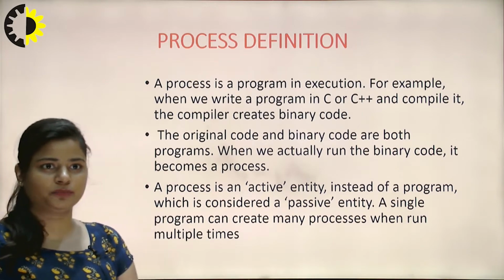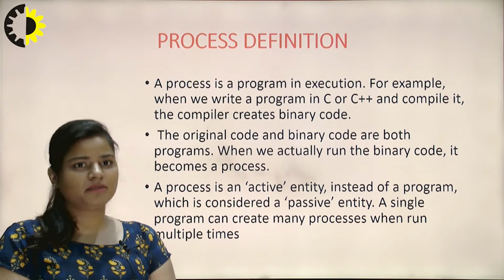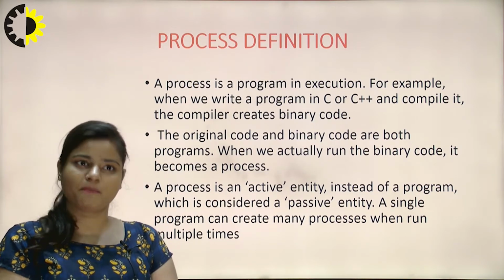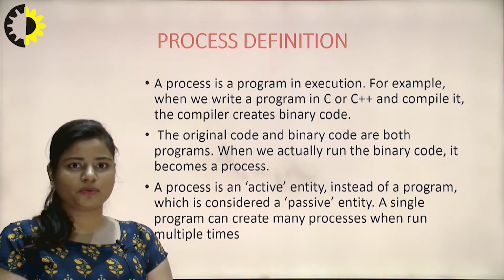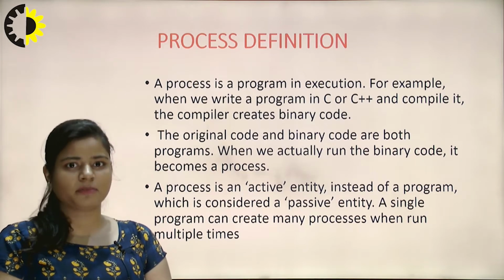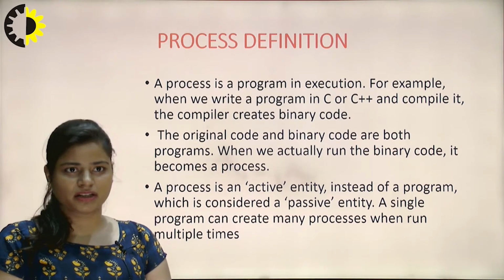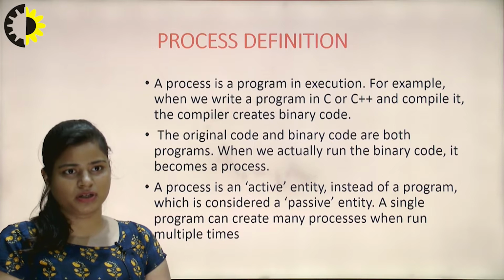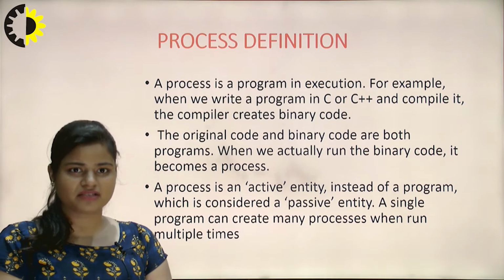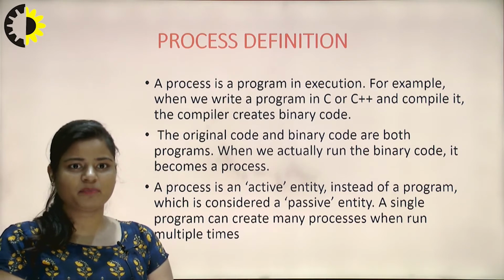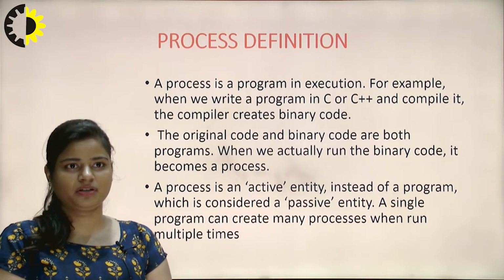So let's continue. A process is a program in execution. For example, when we write a program in C or C++ and compile it, the compiler creates binary code. The original code and binary code are both programs. When we actually run the binary code, it becomes a process. So in short, a process is nothing but a program in execution. A process is an active entity, whereas a program is considered a passive entity. A single program can create many processes when run multiple times. So this is the basic definition of a process.